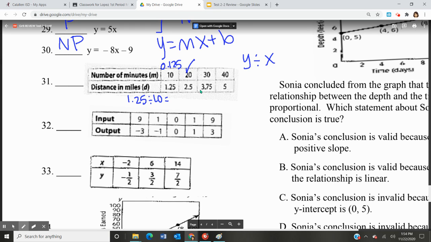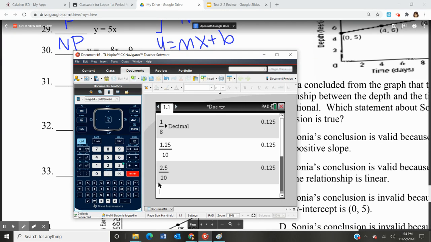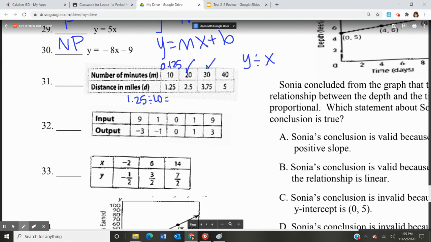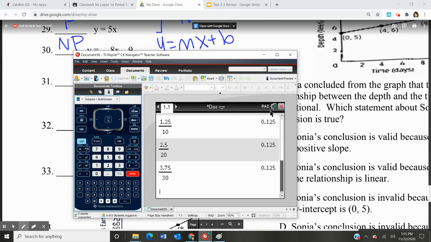Next I have 3.75 divided by my x value of 30. So 3.75 divided by 30. And here our answer again is 0.125, so that checks out. Please make sure you check all the values on a table. Do not assume that just because the first one or two or three are correct, that the last one is going to be correct. You have to check all of them.